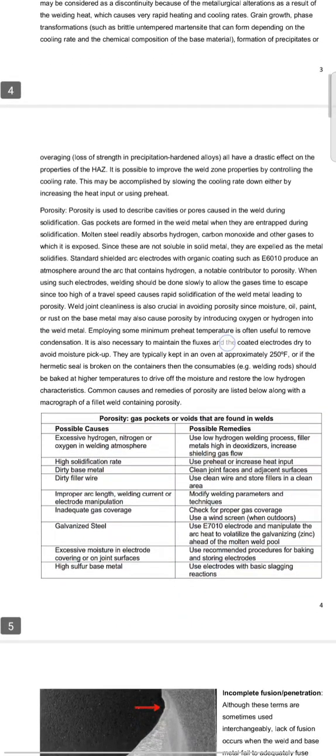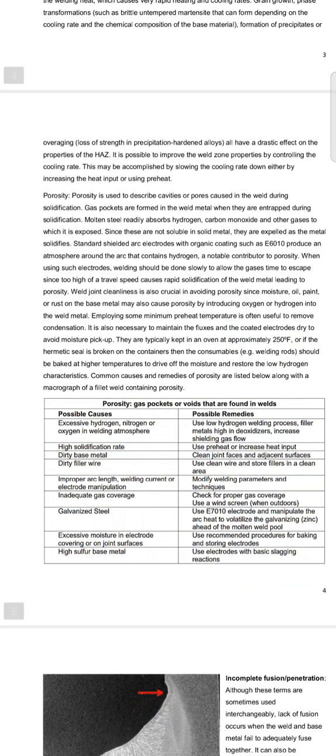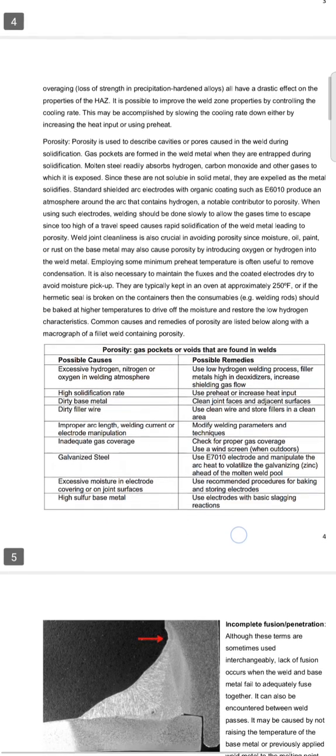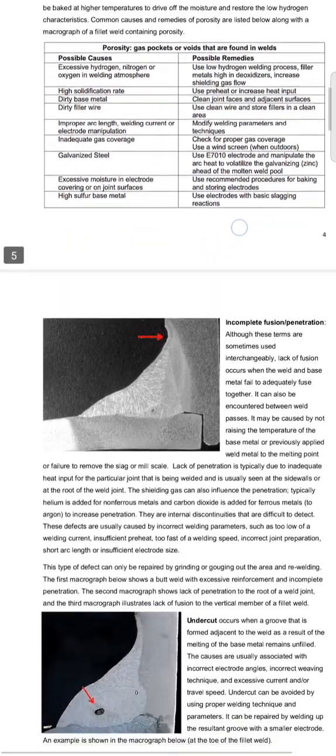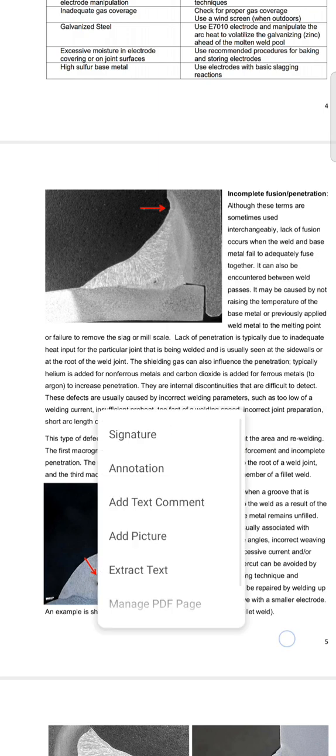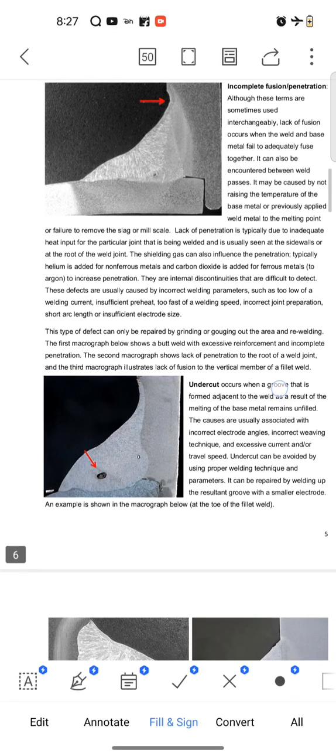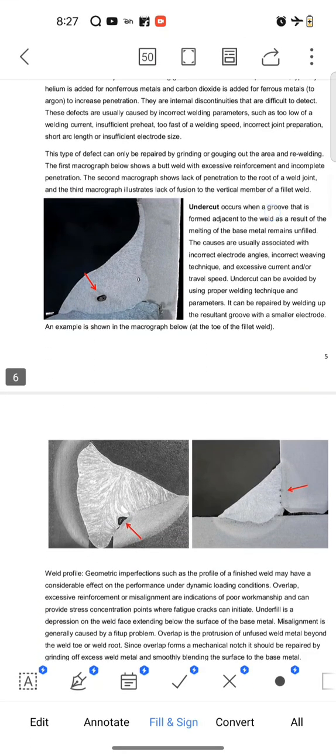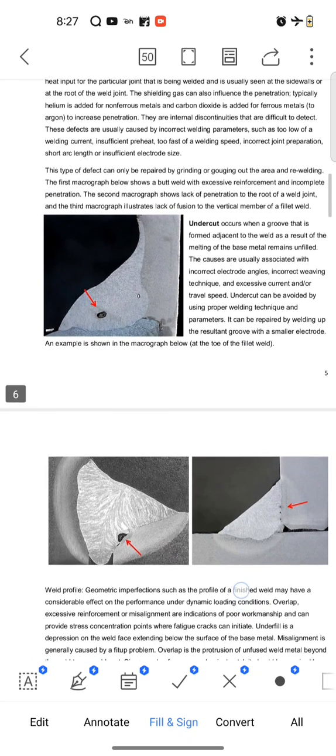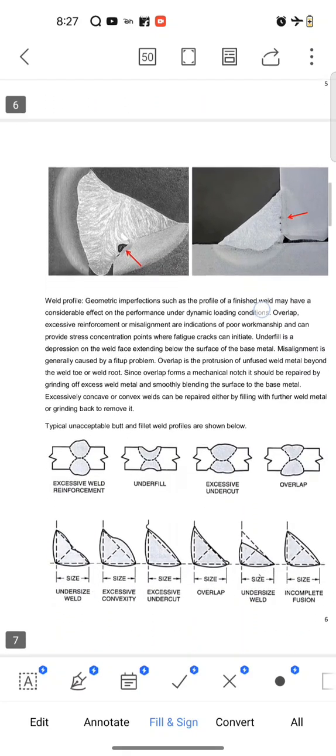Porosity. Porosity is used to describe cavities or pores caused in the weld during solidification. Gas pockets are formed in the weld metal when they are entrapped during solidification. Incomplete fusion and penetration. Although these terms are sometimes used interchangeably, lack of fusion occurs when the weld and base metal fail to adequately fuse together. Arc strikes are caused by the unintentional melting of the base metal outside the weld deposit area by the welding arc. It can create localized hard or soft spots, cracking or undercut.